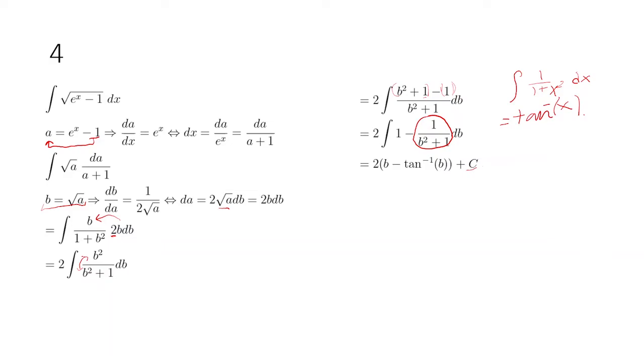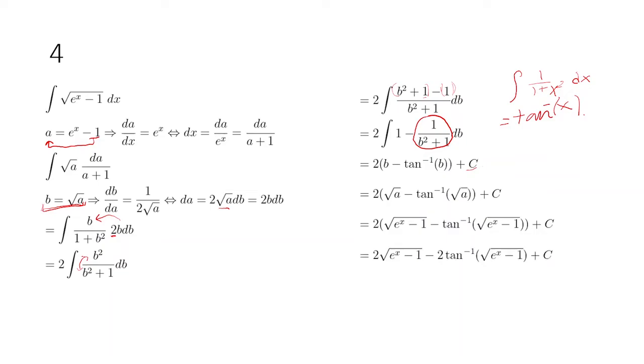Now we can substitute b is equal to the square root of a here, and we can also substitute in that a is equal to e to the power of x minus 1, and because of that we can also distribute the 2. So it will be 2 times the square root of e to the power of x minus 1, minus 2 times the arctangent of the square root of e to the power of x minus 1, plus some constant c.